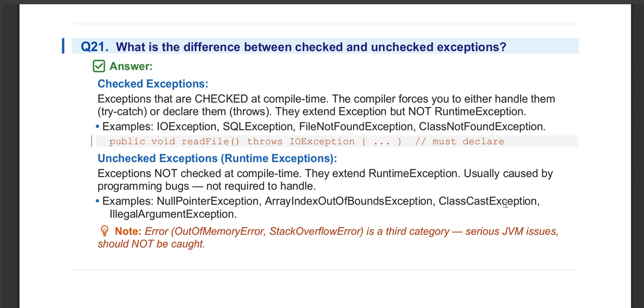Unchecked exceptions are not checked at compile time. They occur at runtime, usually caused by programmer bugs, and are not required to be handled. Examples: NullPointerException, ArrayIndexOutOfBoundsException, ClassCastException, IllegalArgumentException, ArithmeticException.